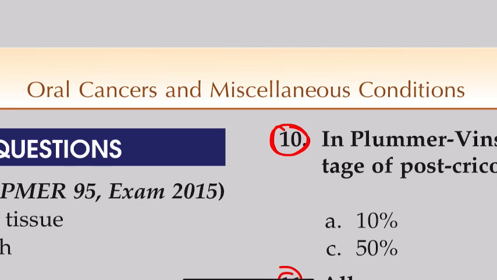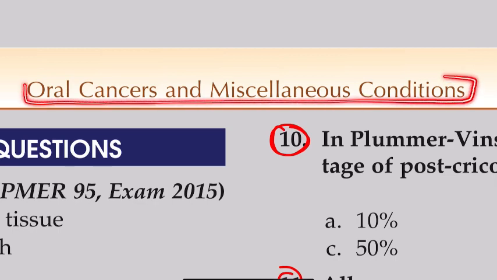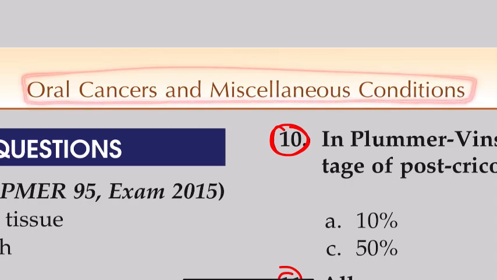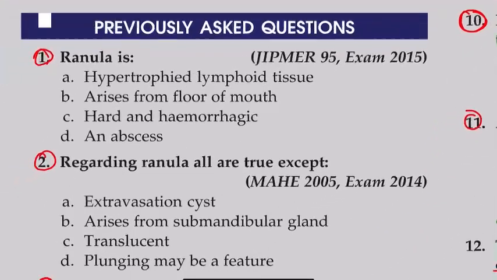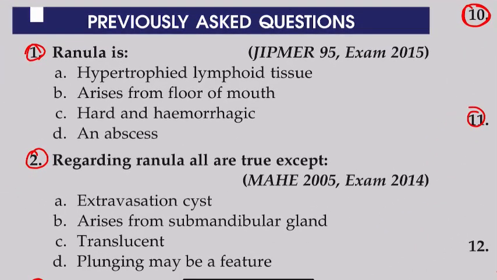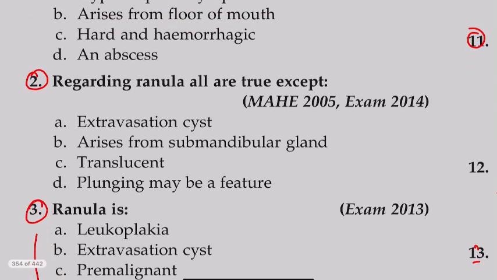Now the topic of discussion that we are going to cover is oral cancer and miscellaneous conditions, right? Now without delay, the first question is, what is ranula? It arises from the floor of the mouth, right? Regarding ranula, all are true except, right? It is an extravasation cyst, yes. It is translucent, plunging may be a feature, yes, but it does not arise from the submandibular gland, right? Ranula does not arise from the submandibular gland.